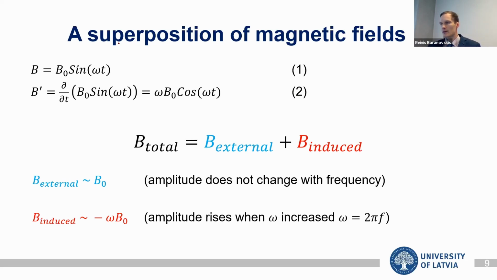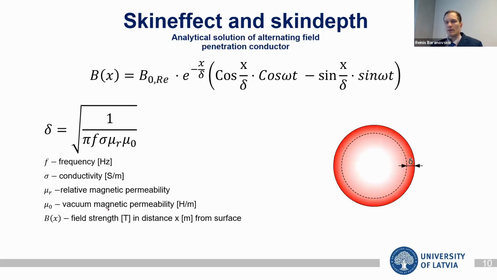However, for the induced magnetic field, I've taken a derivative, because that's what happens if you take Maxwell's equations. You have to take the time derivative of this magnetic field. We see that this induced part is proportional to the frequency. So changing the frequency changes the ratio of external magnetic field and induced magnetic field, and that causes the skin effect, which tells us how the field distribution happens.